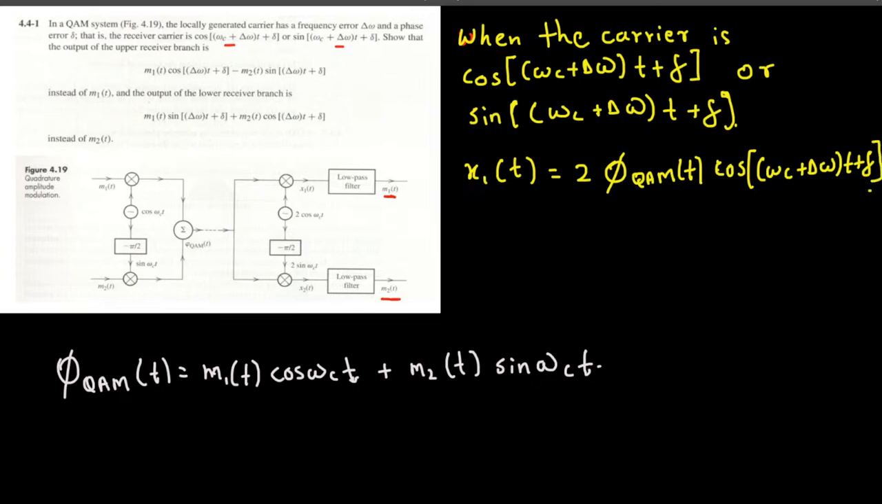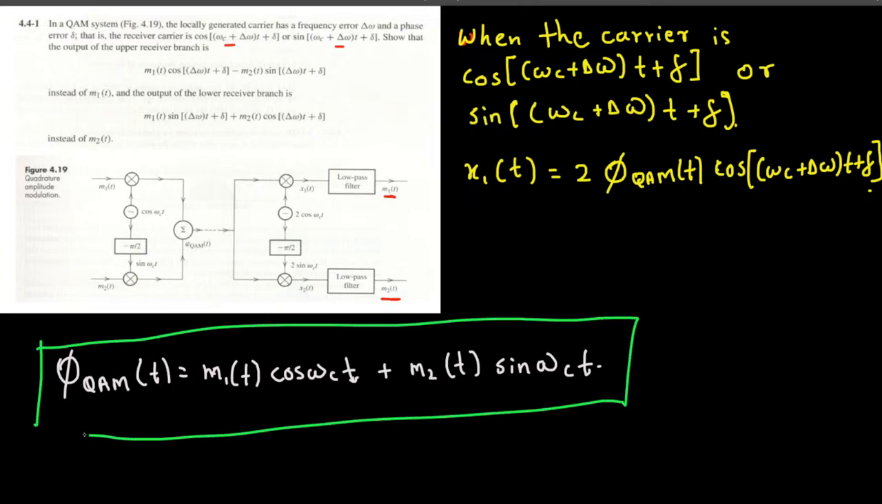Okay, now we just have to expand this one and express it. So now let's go and expand. To do the expansion, initially we know that phi QAM is this, and if I substitute that one for this and multiply with other values, that's going to be the x1 of t. So here I'm just going to plug in all the values.